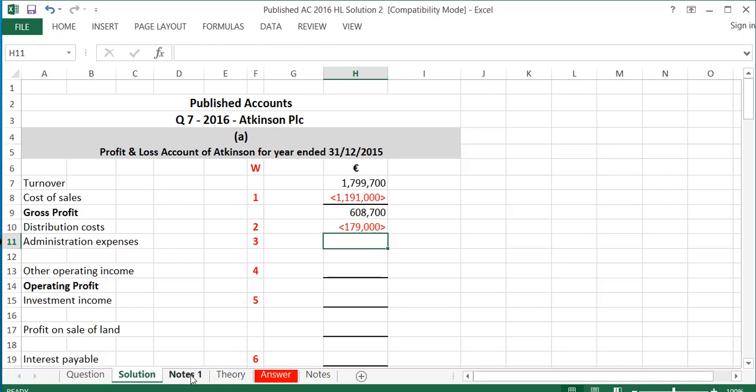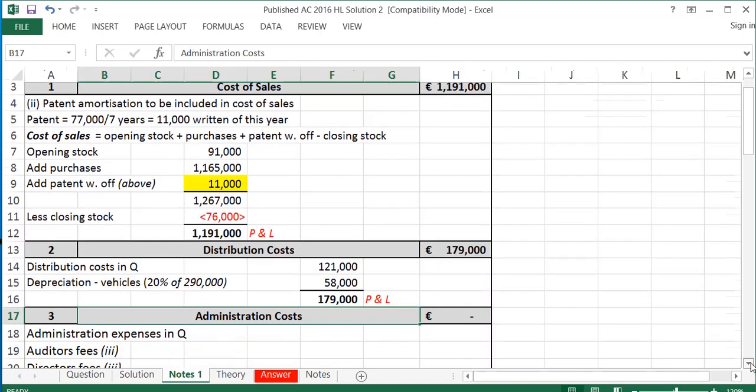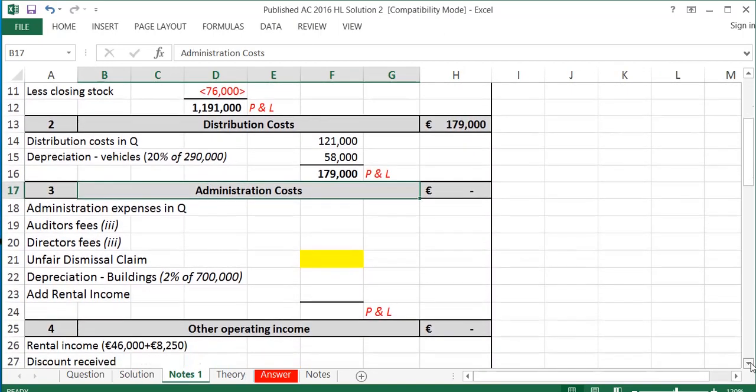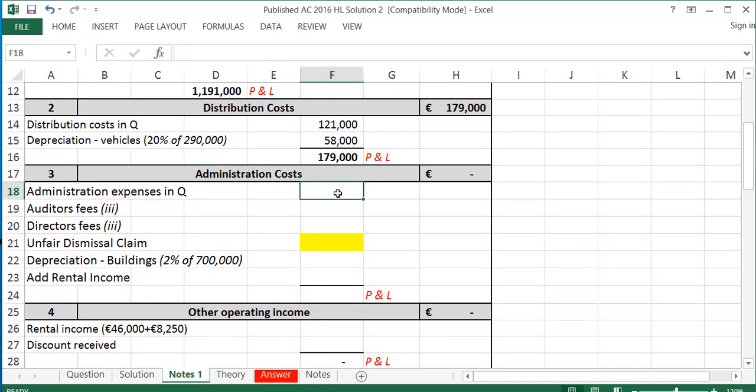Next, I have to work out my administration costs. So again, I'm going to have to do a note for administration costs. So first of all, I'm going to start off with my administration expenses or costs from the question, which are 203,000. And again, that's coming directly from the trial balance.